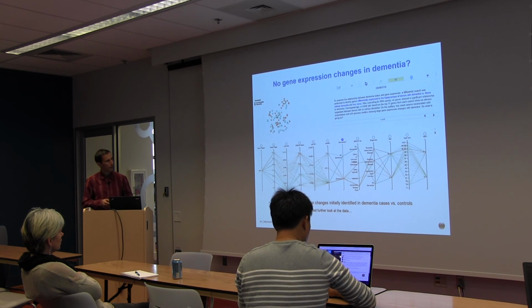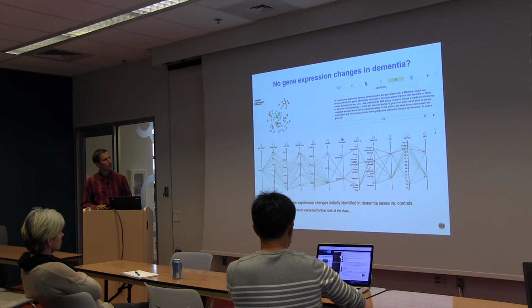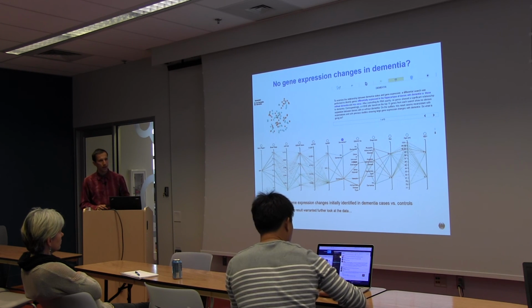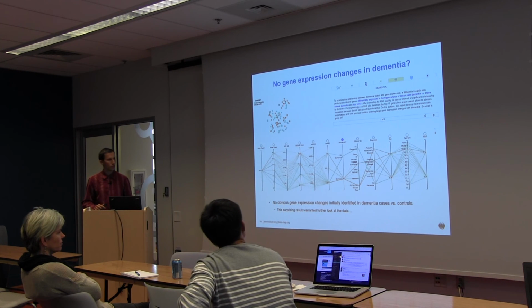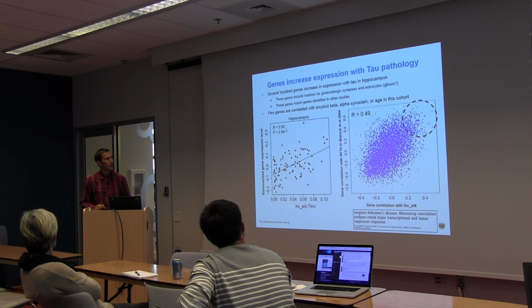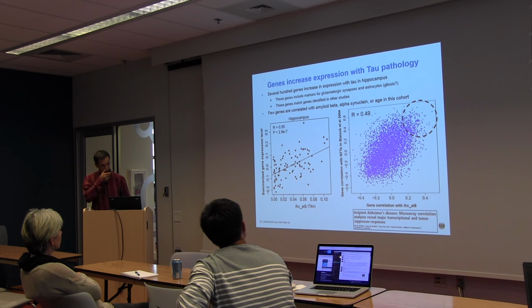All right, so we didn't really find much related to dementia, which was a surprise. I think I'm going to skip over the results here, but I can talk about them after if anyone's interested. Basically, we found a set of genes that were correlated with tau, and that agreed with data from a previous data set.